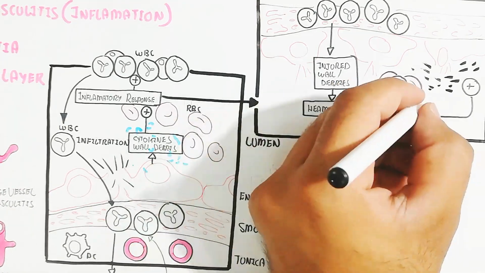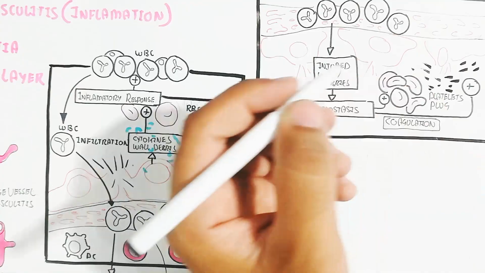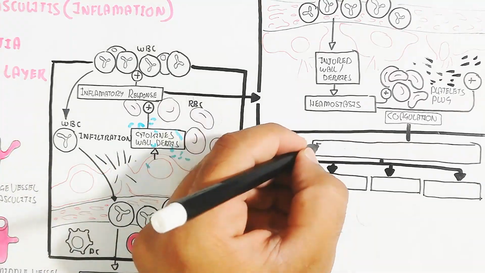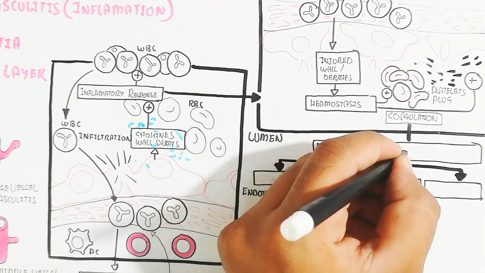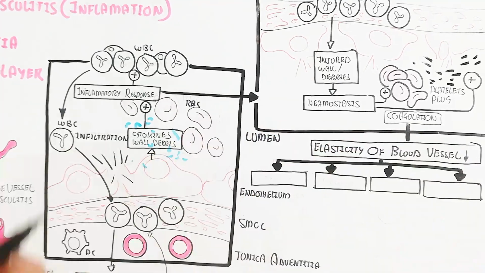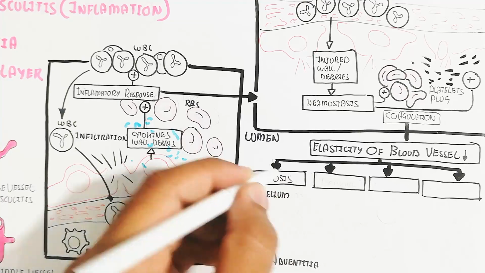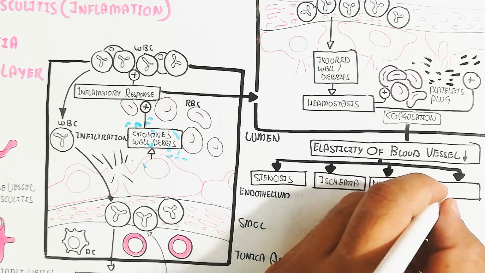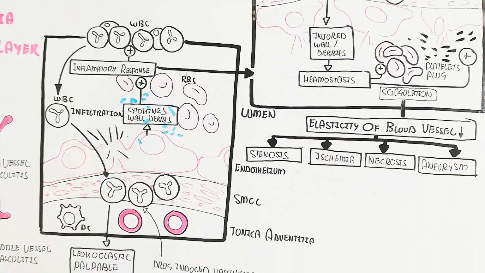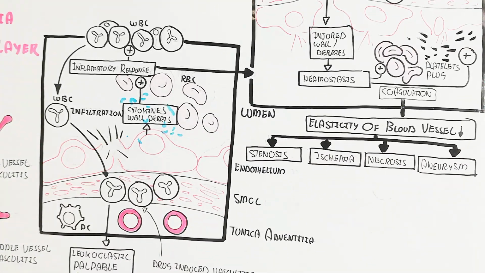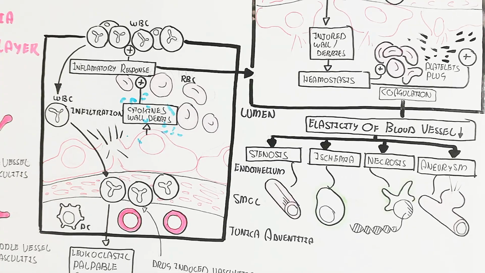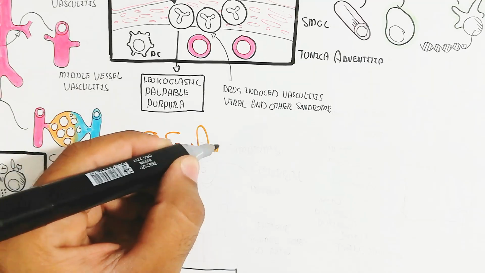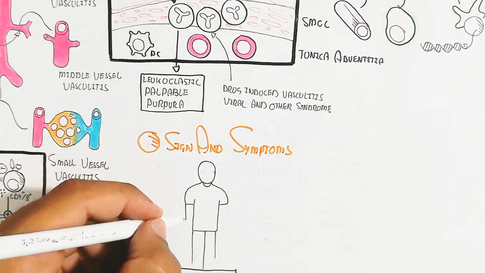This is the coagulation, which will lead to clotting factor activation and clotting of the blood flow. The RBC clotting and platelet plug formation will lead to clotting, and in this way it will cause many problems. Endothelium dysfunction will lead to stenosis, ischemia, necrosis, and aneurysm. This basically causes damage.